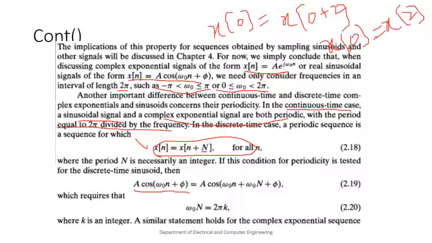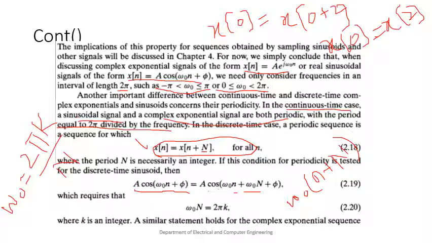For our sinusoidal sequence, cos of omega naught n, we are adding N to n. Now this is frequency times n plus N, or we can simply write omega naught n plus omega naught N. Both are the same thing. And we know that omega naught is equal to 2 pi k divided by N, or N omega naught is equal to 2 pi k.